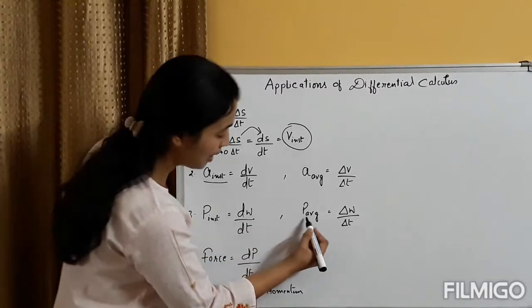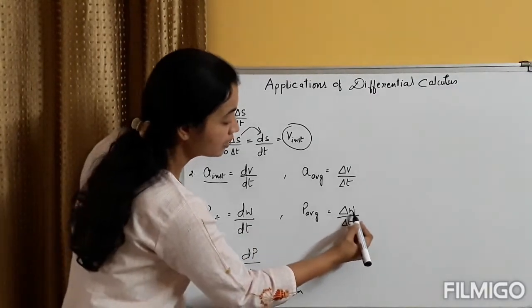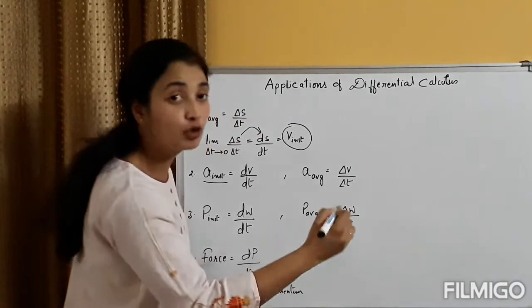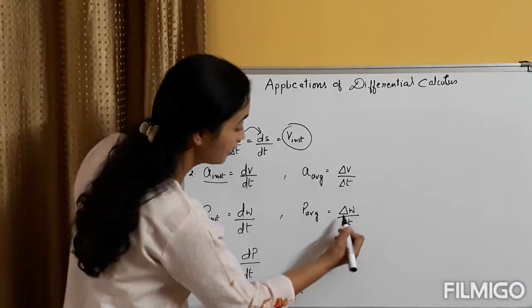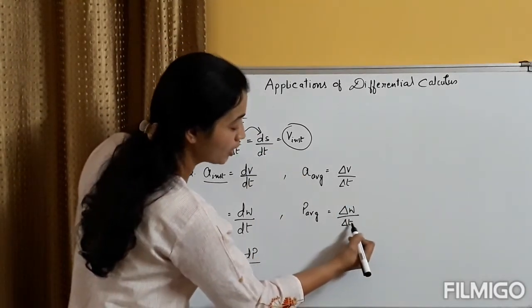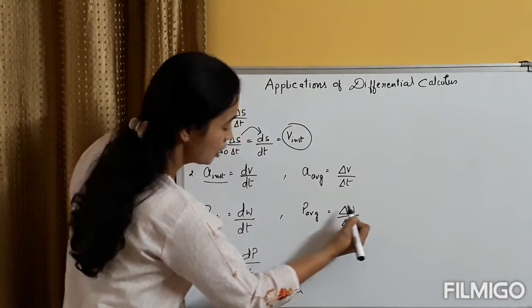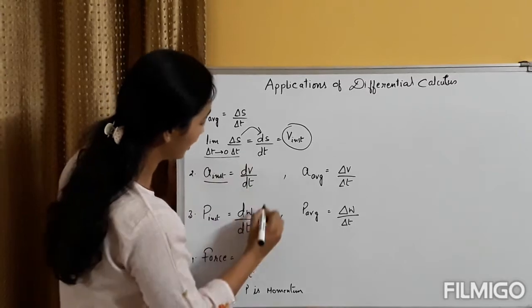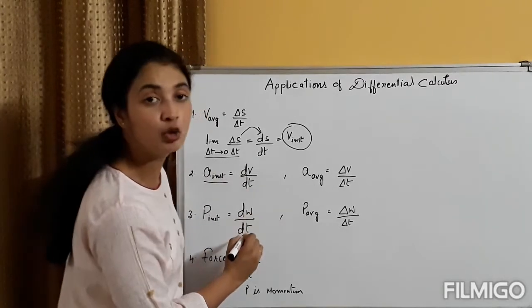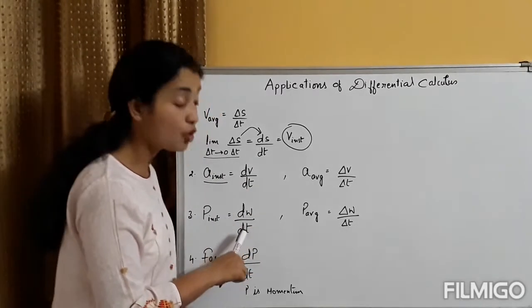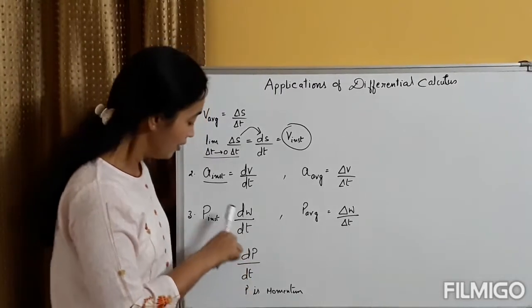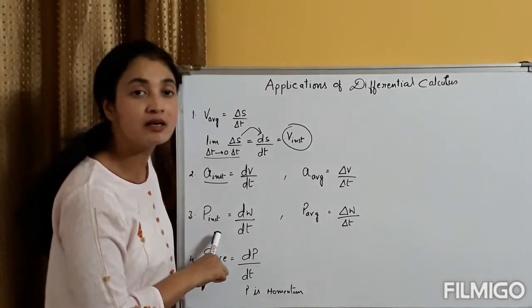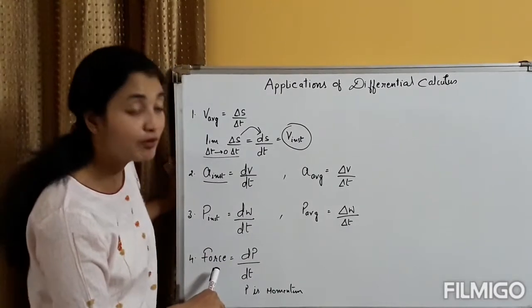Similarly, power: we know average power is the rate of doing work. This is how you define power. It is work done upon time. This is a big change, and when the time limit approaches 0, the same condition is applicable. Then it becomes dW by dt, meaning the rate of change of work with respect to time, which is called instantaneous power.